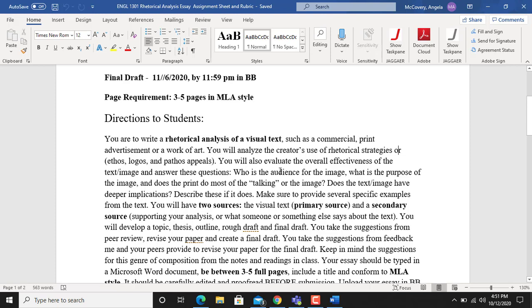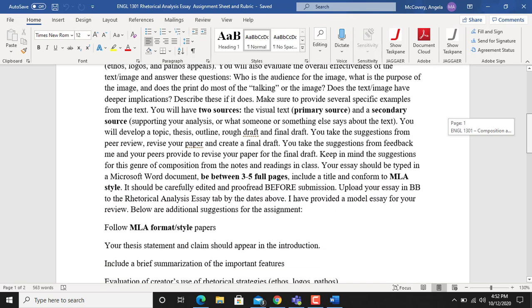So you're going to be looking at how they are using these appeals. First, you're going to look at the rhetorical situation, okay? And remember, the rhetorical situation is the text, author, and audience, right? Also the purpose, the genre, the media that they use, okay? You're going to want to evaluate the effectiveness of the text and image and answer these questions. Who is the audience for the image? What is the purpose of the image? And does the print do most of the talking or the image? Okay?